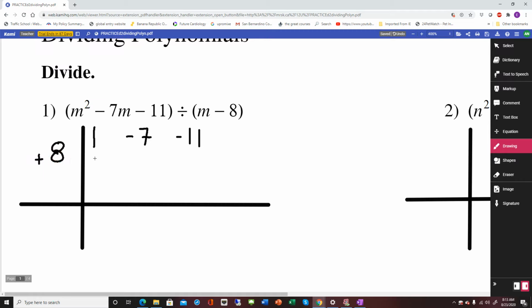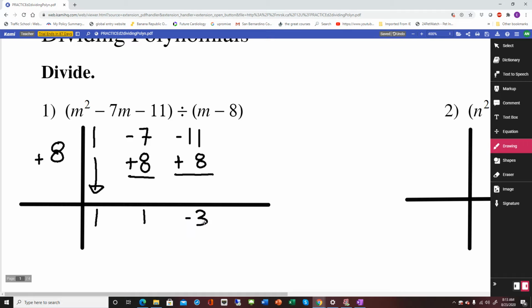Great. So now we bring the first number down always. So 1. Now you're going to multiply this by this digit over here. 1 times 8 is 8, and you put it over here, +8. And you just add. -7 plus 8 is +1. Repeat the process. 1 times 8 is +8. You put it here. So I get -3 at the end, okay?